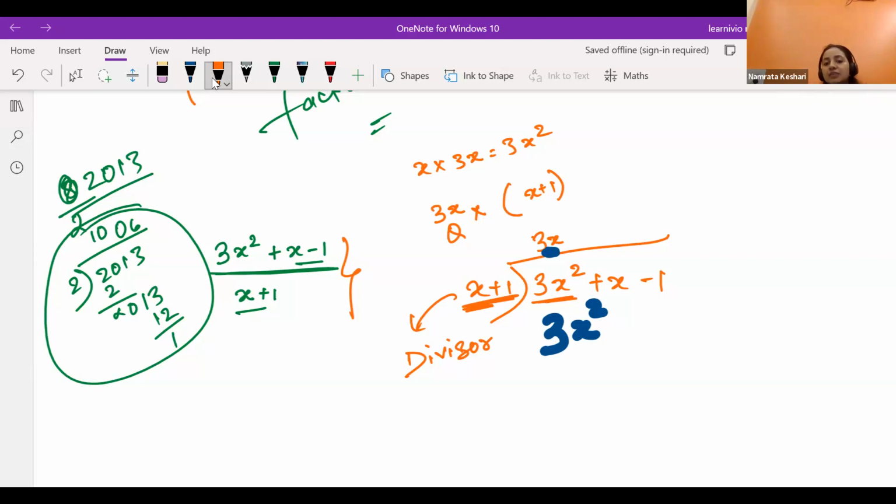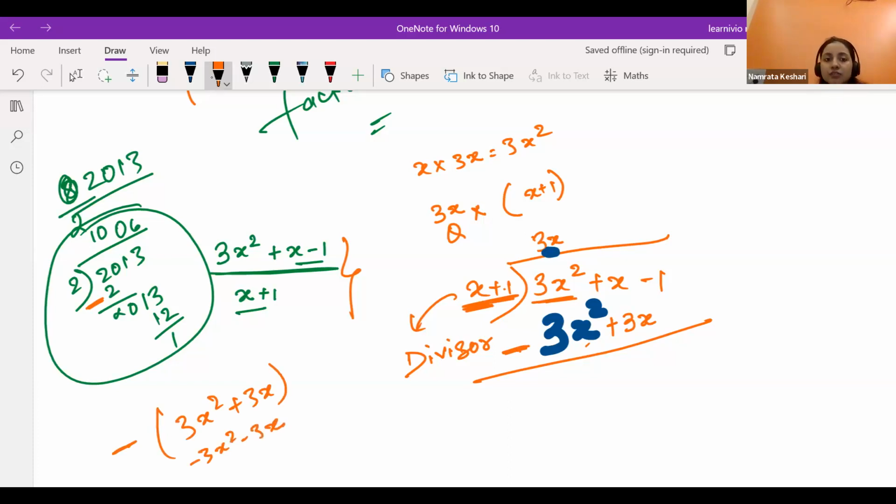So here we'll be having 3x square, and 3x will get multiplied with just 1, so we will be having just 3x. Now in our normal division we were doing the subtraction, here also we will do the subtraction, but two terms are there, so due to the subtraction sign, each and every term will reverse its sign. Okay, if you write minus of 3x square plus 3x, you should know that it will become minus 3x square, minus 3x. So here we are going to change the sign. It will become minus 3x square and minus 3x.